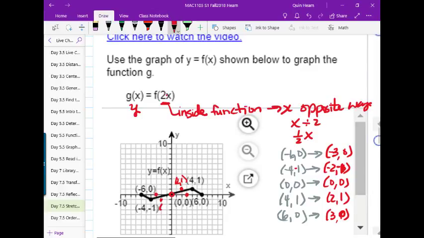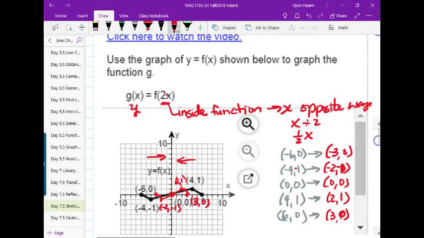-2, -1. The reason why I caught my error is because it should be the same shape, just squished closer to the y-axis. Okay, so it looks like this. So you see how it was squished closer inward towards the y-axis? Because each x value was halved.